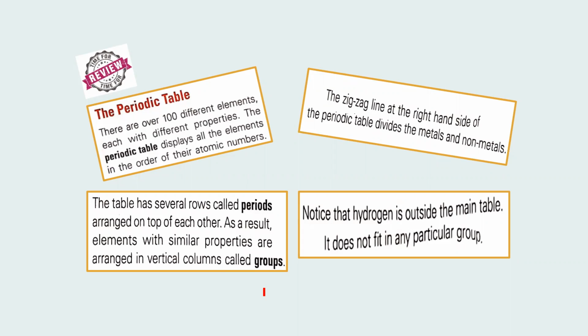The next thing we discussed in our previous lecture is the zigzag line at the right hand side of the periodic table that divides the metals and non-metals. And notice that hydrogen is outside of the periodic table. Why is it outside the table? Because it does not fit any of the particular groups. Okay, that's why it is located there in isolation.